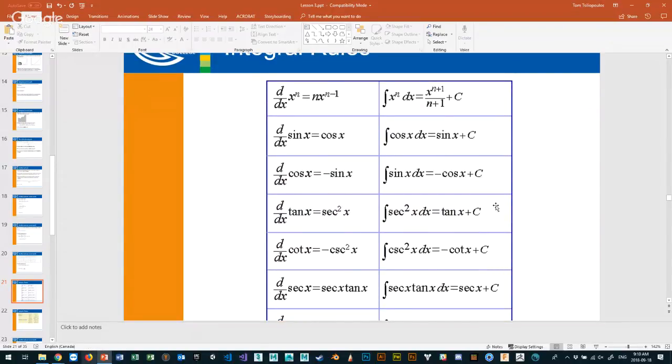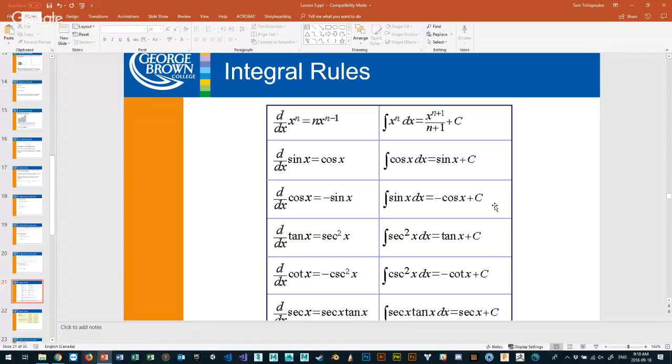All right, so here's something: integral rules. So we talked about some identities so far, and these are other ones. You can also use these. This might be something you might see on your cheat sheet.